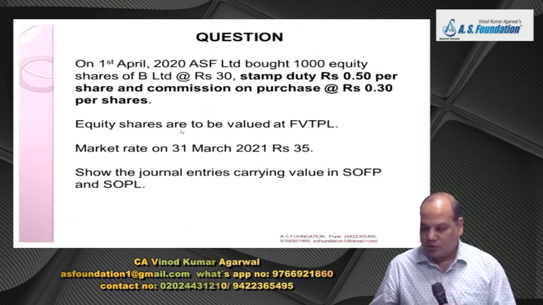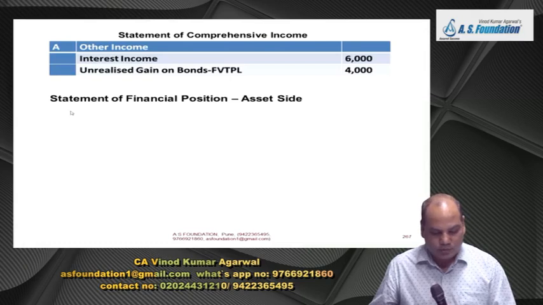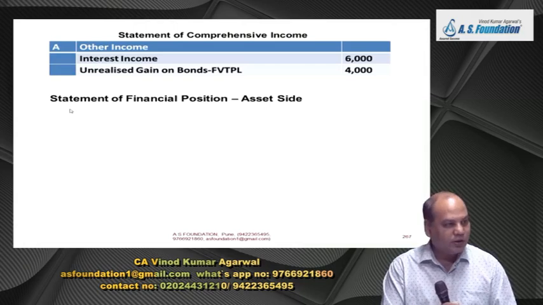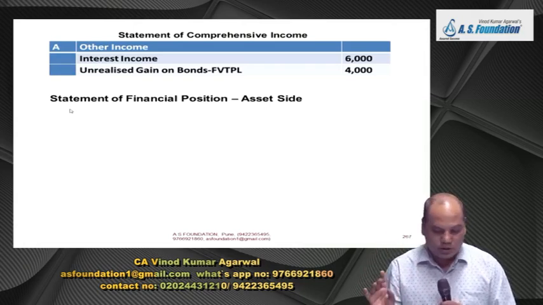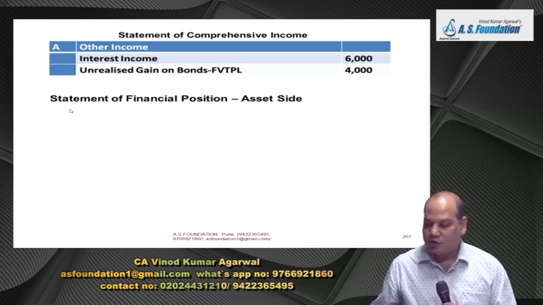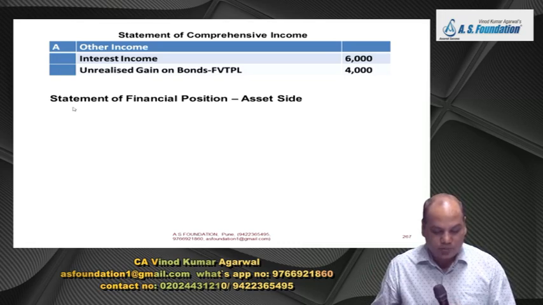So in the balance sheet, you will write, this is basically for trading purpose. As you can see, it is FVTPL. So we'll show it as current asset. Under current asset, we will write financial asset. And under financial asset, we will write investment in bond, FVTPL.